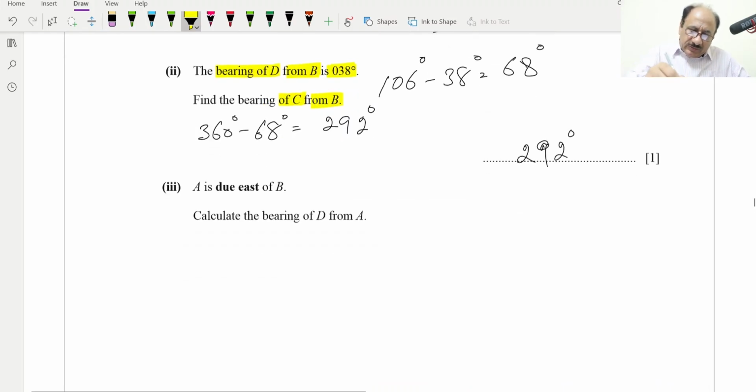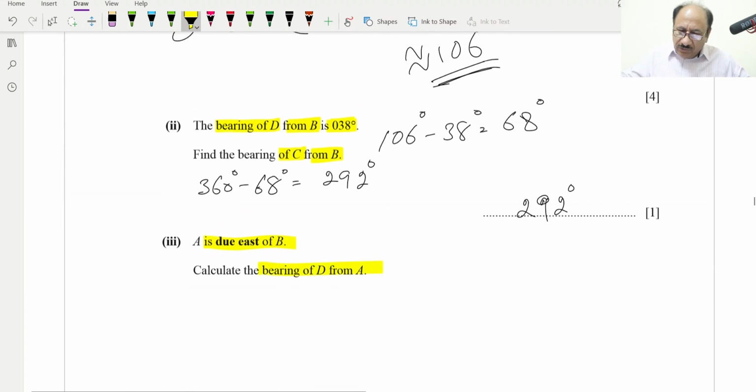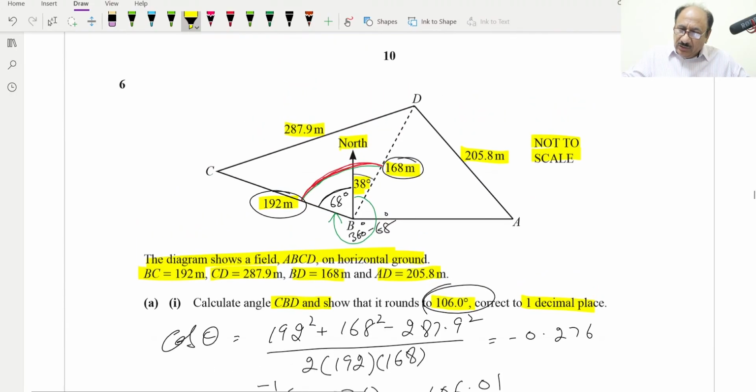A is due east of B. Calculate the bearing of D from A. So the bearing of D from A will be what? If we draw, this will be north. The bearing of D from A will be this angle, and we have to find this one. So how can we find this?